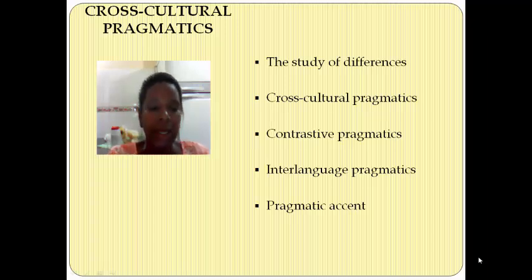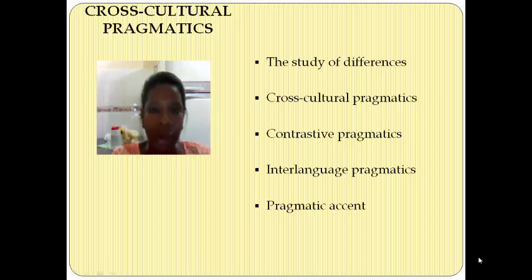Indeed, it is unlikely that the division a cultural group makes between two social actions such as thanking or apologizing will be matched precisely within another culture. The study of these different cultural ways of speaking is sometimes called contrastive pragmatics.